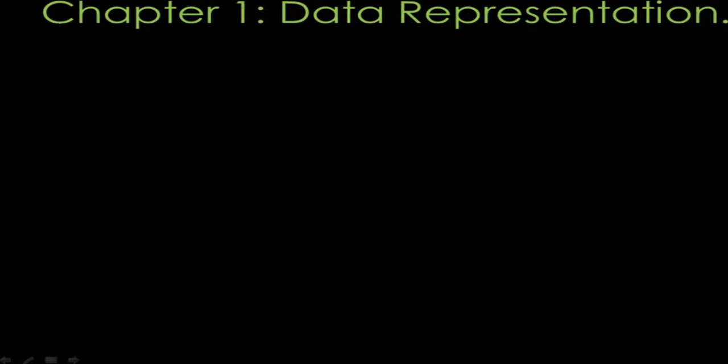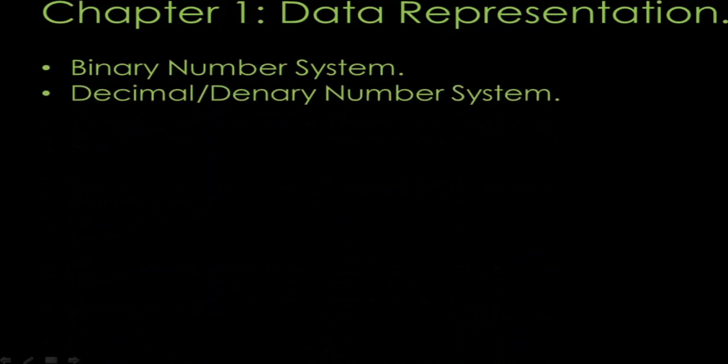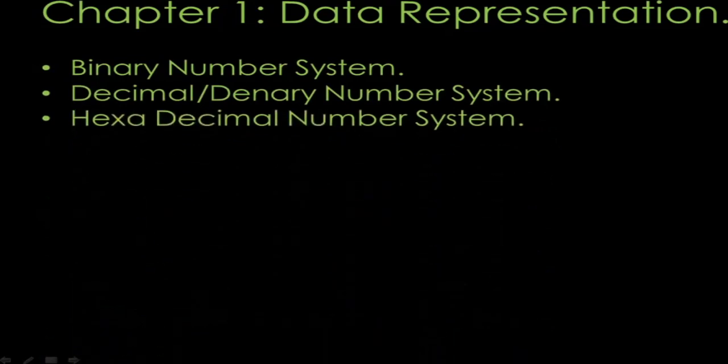I have some details about the first chapter. Of course I cannot give you details of all the chapters in this introduction, but I have some details of the first chapter. We'll be learning about the binary number system, the decimal number system, and the hexadecimal number system. We will learn how to convert the binary number system into the decimal number system, and binary into hexadecimal, and from hexadecimal back to binary.